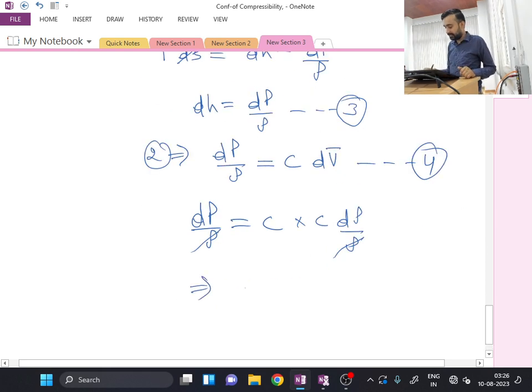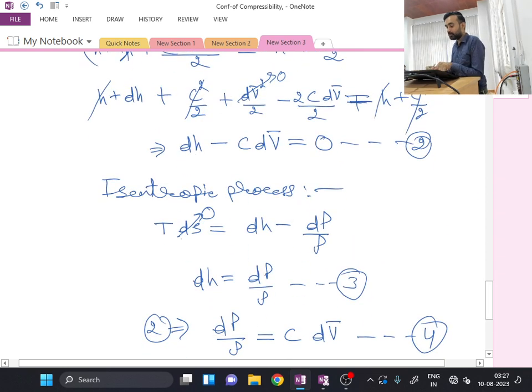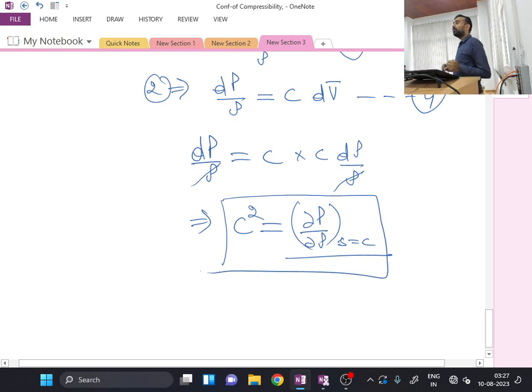From here you can see that the speed of sound in a medium, C square, can be written as del P by del rho at constant entropy. Why am I writing constant entropy? Because just now I have used the relation TdS equal to dH minus dP by rho, and through this relation I am able to calculate this. Okay, so the speed of sound in any medium is nothing but del P by del rho.